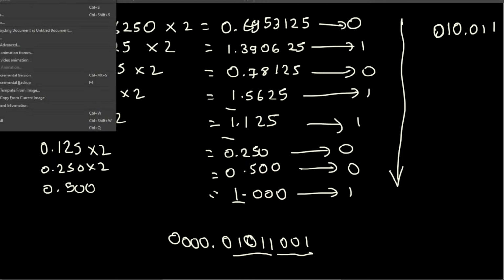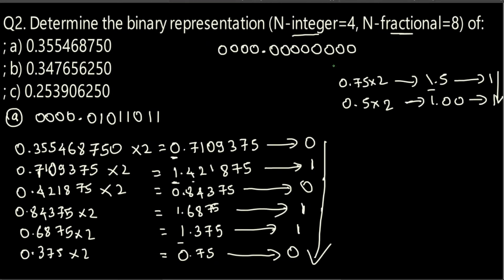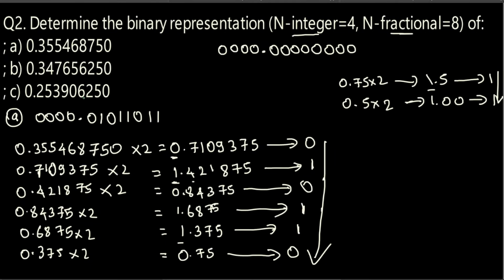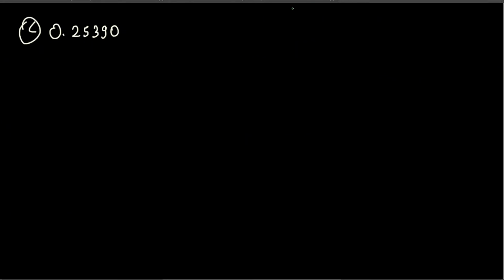Now let's go ahead and do the C part. In the C part, we have 0.25390625. Okay, so this is the one we have. Again, we multiply this one by 2 until we get the 0 0 situation. So here we multiply this one by 2, that is 0.5078125, and here we have 0.